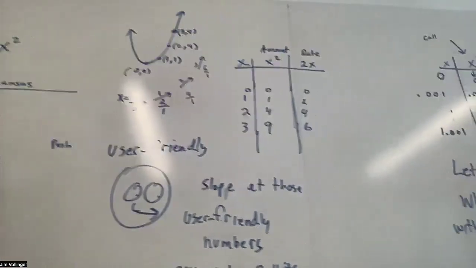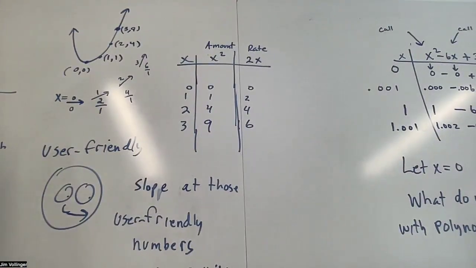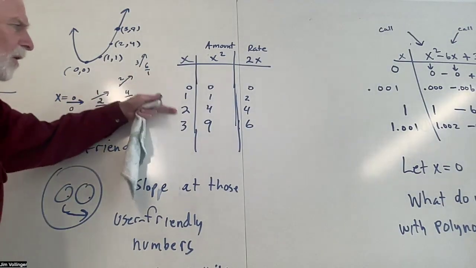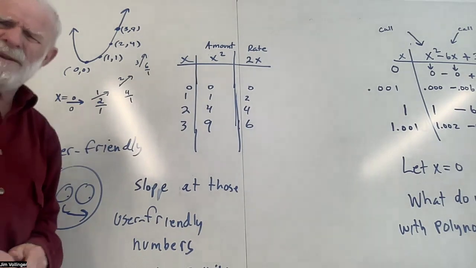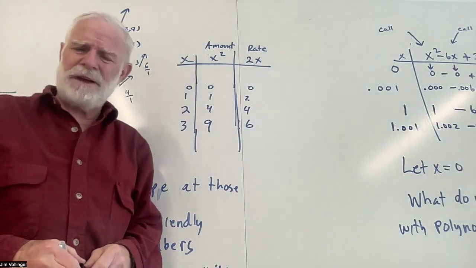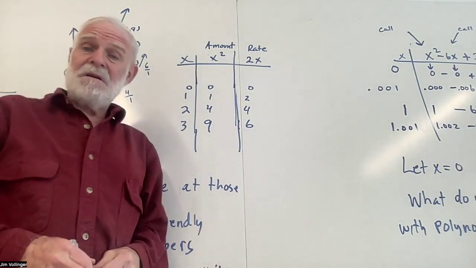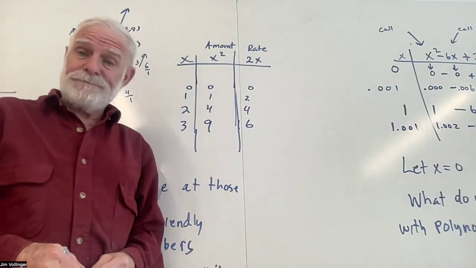Does seem like there's a pattern. All right, and I'm using user-friendly numbers, counting numbers like 0, 1, 2, 3, which means we don't have to get caught up in the minutia of the calculations. We can think about the rates of change.